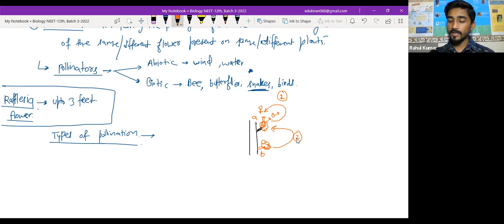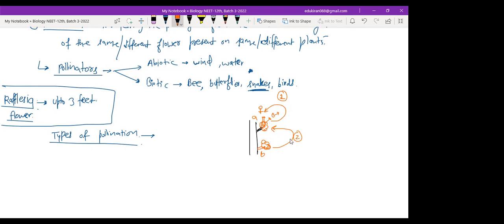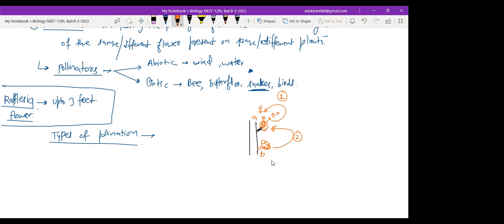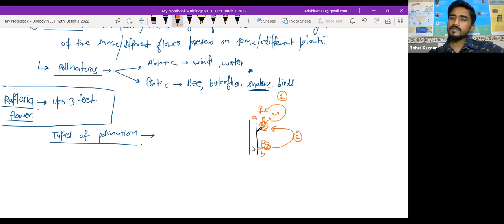And in scenario 2, there are two flowers but on the same plant. The transfer of pollen grain is happening from flower B to flower A. So I'm asking, are these two scenarios different or the same? Fatima says this is different. What is the difference? Sir, in this second scenario there is cross pollination, and in the first there is self pollination. But how is this cross pollination, Arpit? It is the same plant. There are two flowers on the same plant.